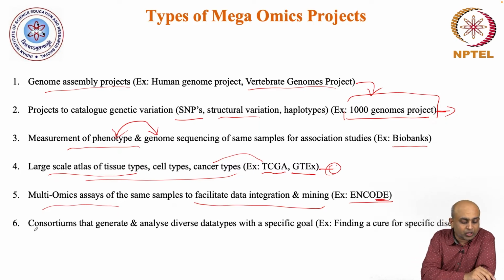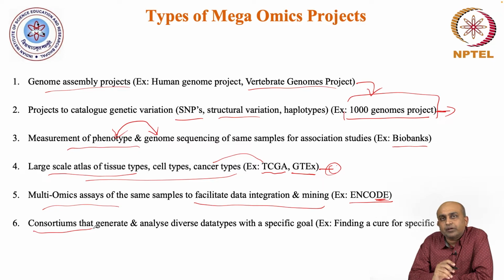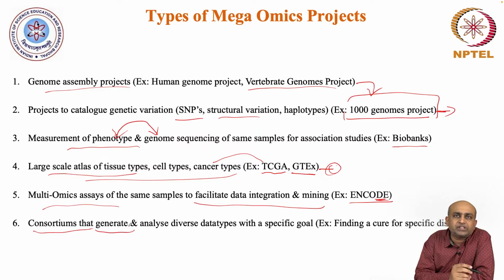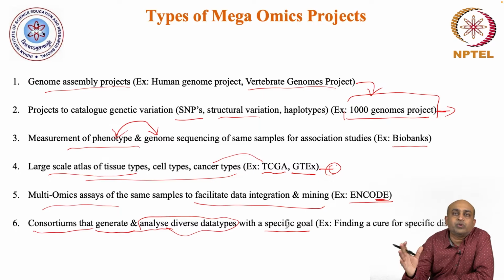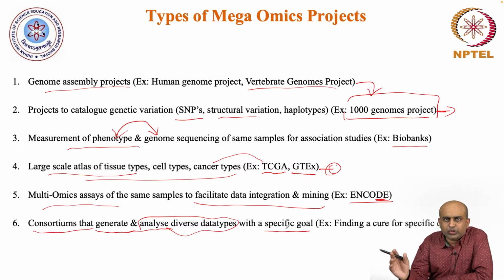Then of course when you talk about consortia, they may focus only on generating large amounts of data, but generally when they generate large amounts of data, they also tend to analyze these diverse data types, because they are the first set of people who get access to such large data sets. So their ability to make very fundamental discoveries is great, because they are the first people who have this resource. And generally these days when we talk about such consortia, they have a very specific goal, right? If you think about the Human Genome Project, the goal was, okay, we're going to make a human genome and then that's going to be a useful resource.